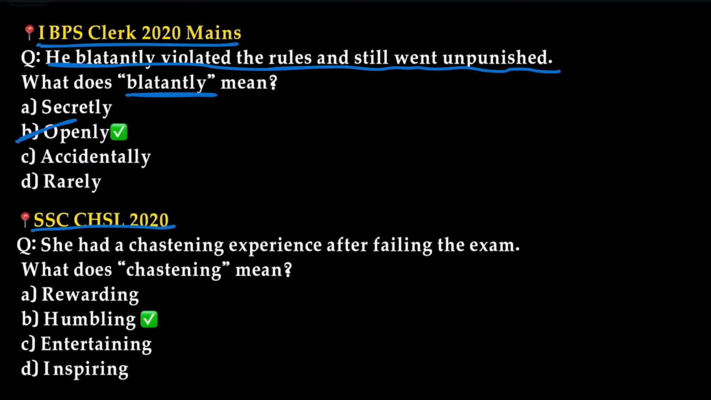Now let us see some of the previously asked questions. In IBPS Clerk 2020 mains: he blandly violated the rules and still went unpunished. What does the word blandly mean? Blandly means openly, unashamed. Then in SSC CHSL 2020, the question was: she had a chastening experience after failing the exam. What does chastening mean? Chastening means humbling.